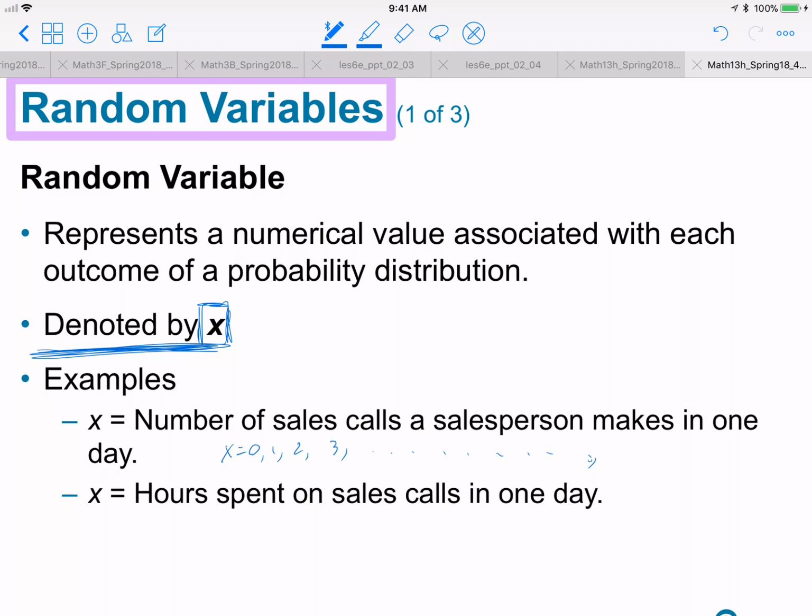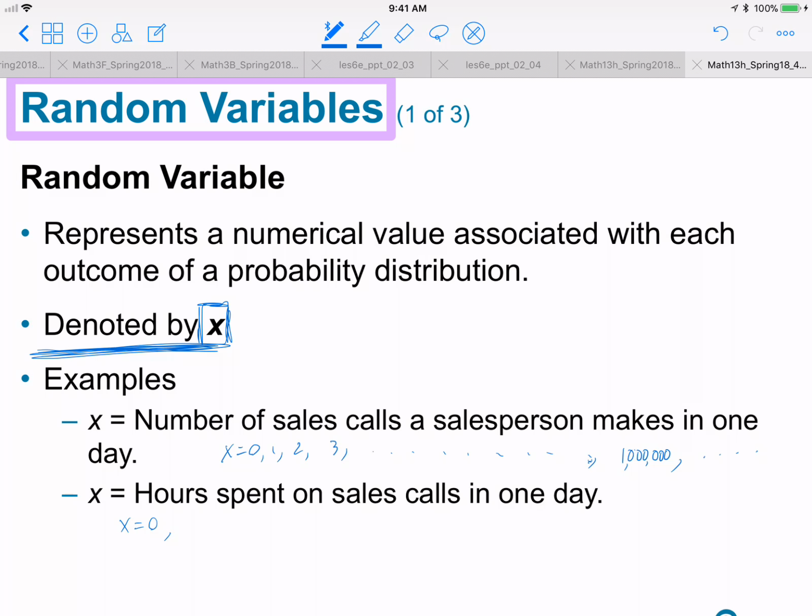Who knows? Maybe the person could make 1 million calls in the day. Maybe they're making the phone calls with a robot. Maybe they're just calling, saying hi, bye, and hanging up. And who knows how many they can make? Now, what about this? X equals the hours spent on sales calls in one day. Again, it could be 0, because you could spend no hours on a sales call.